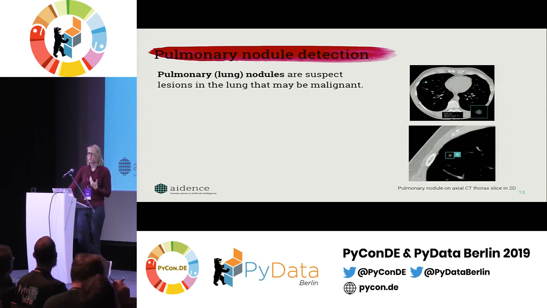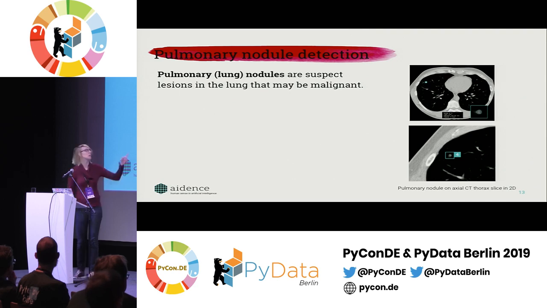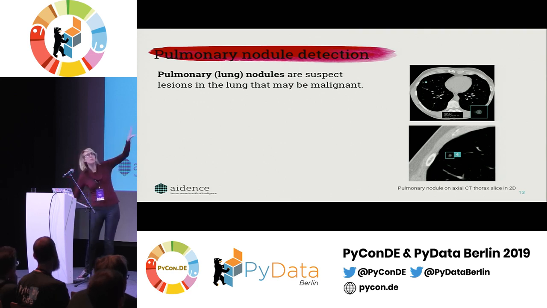The problem we specifically tackled was that of pulmonary nodule detection. Pulmonary nodules, or lung nodules as we call them, are suspect lesions in the lung visible on a CT scan. They may be malignant, they may not be malignant, but they're basically early signs of lung cancer. So they're pretty relevant to detect, but also pretty hard to detect. On the top here, you see a single slice of a CT scan of the chest. I don't know if you can see it on the slides, but the thing at the top is one of the things we need to detect, but it's a black and white image. It's quite difficult to find.